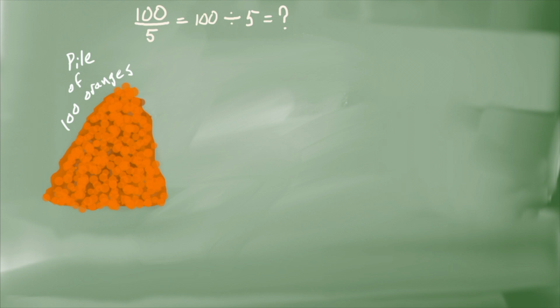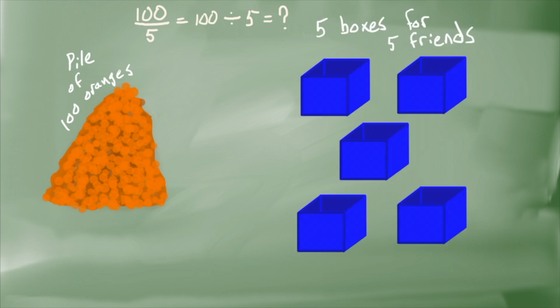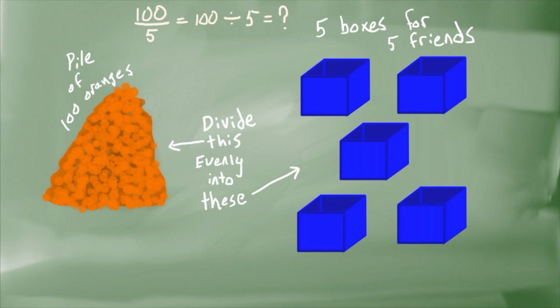Arithmetic shorthand for division can be written as a fraction or with the operation symbol, which is a picture of a fraction with dots representing any value. However, having 100 over 5 or 100 divided by 5 doesn't intuitively tell us how that's supposed to break up into groups, such that when we have a pile of 100 oranges, how to fit them into 5 boxes. So we want to divide this evenly into these, and so far our symbol is not very helpful.